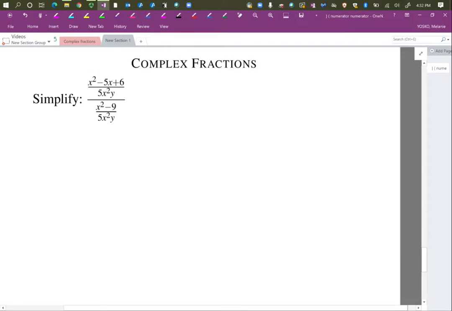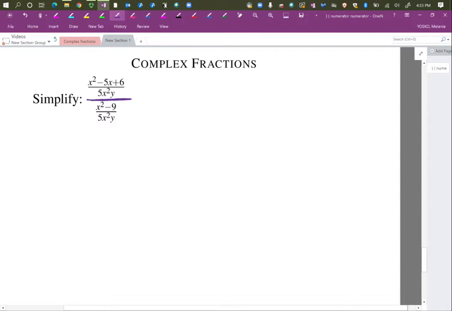Here's another complex fraction example. Simplify: x squared minus 5x plus 6 over 5x squared y, divided by x squared minus 9 over 5x squared y. So this one's a little more complicated than some of the other ones we've been doing because we have to factor first.